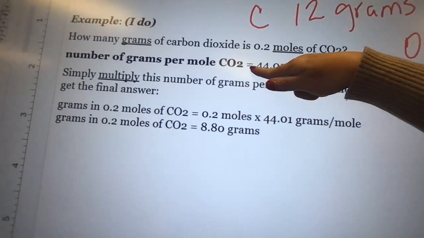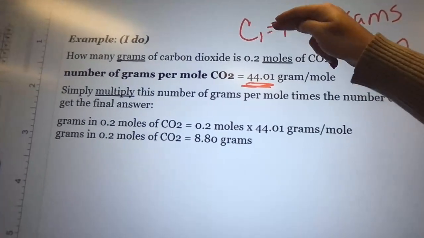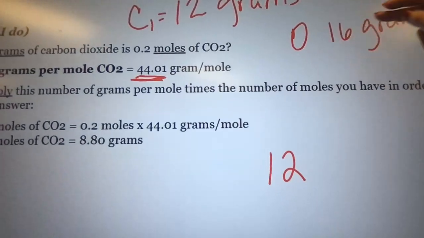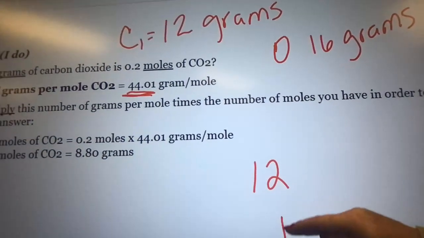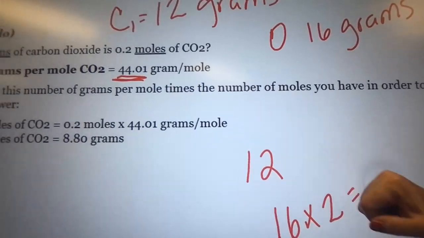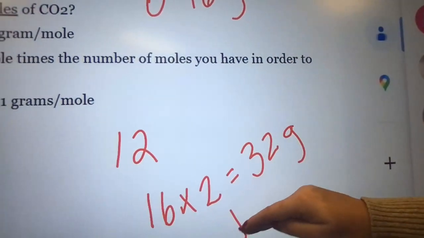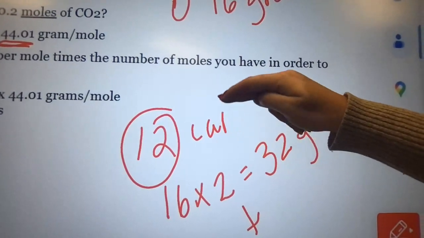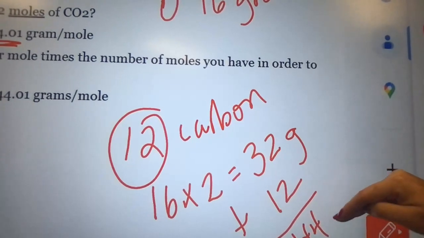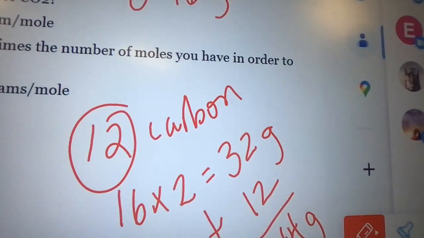So where did I get the 44.01? You have only 12 grams, and then you have 2 oxygens at 16. So you have 16 times 2 equals 32 grams, plus the 12 from carbon, and that would give you the 44 grams, or 44.01. It's the same thing.